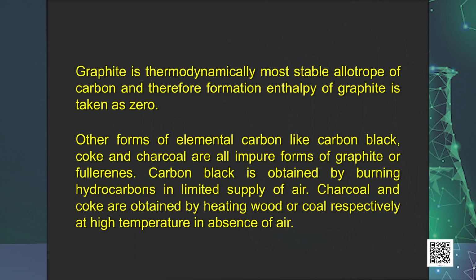Other forms of elemental carbon like carbon black, coke and charcoal are all impure forms of graphite or fullerenes. Carbon black is obtained by burning hydrocarbons in a limited supply of air. Charcoal and coke are obtained by heating wood or coal respectively at high temperature in absence of air.